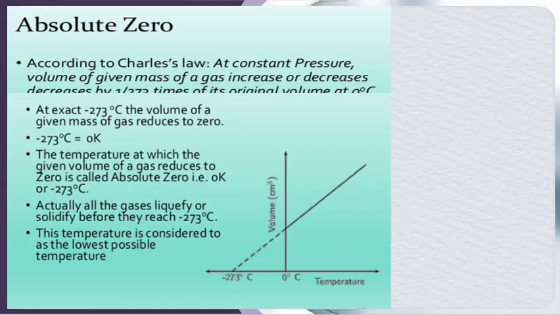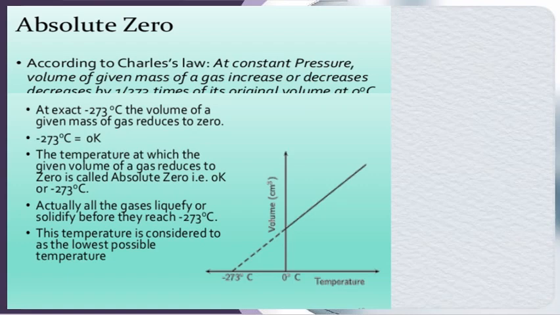Okay, now here it is given the derivation of the absolute zero. What is absolute zero and why it is called so? It is the lowest possible temperature on earth at which we say that every motion ceases, the volume of the gases becomes zero. How is it being calculated?